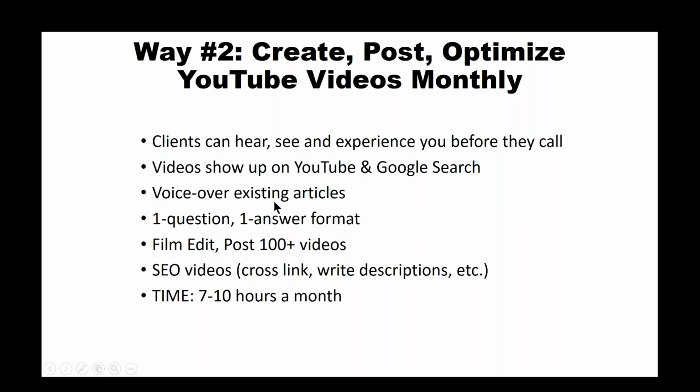It requires no new thought. You can put a picture on top of that and make it a video. So that's a great way to make videos. The format you want is 1 question, 1 answer. And over a year's time, you want to get about 100 of these at least up on YouTube. And then you want to SEO them, cross-link the videos. There's some stuff involved in that. Time each month to do that is about 7 to 10 hours.